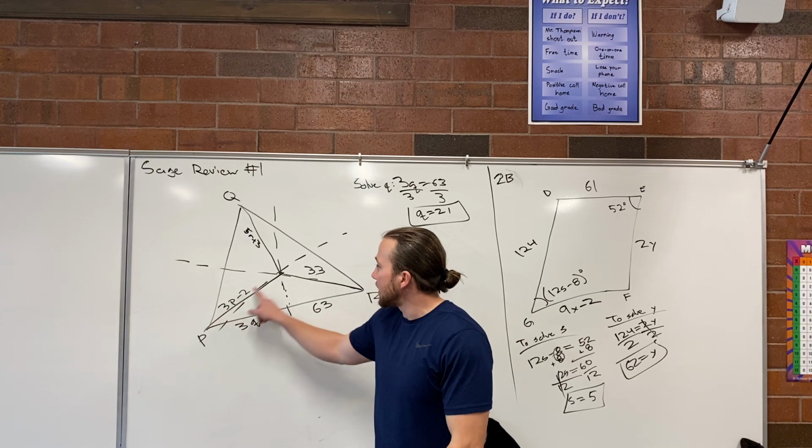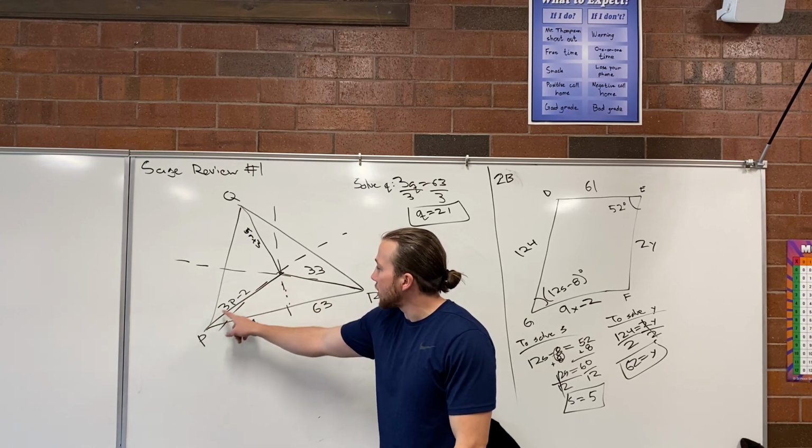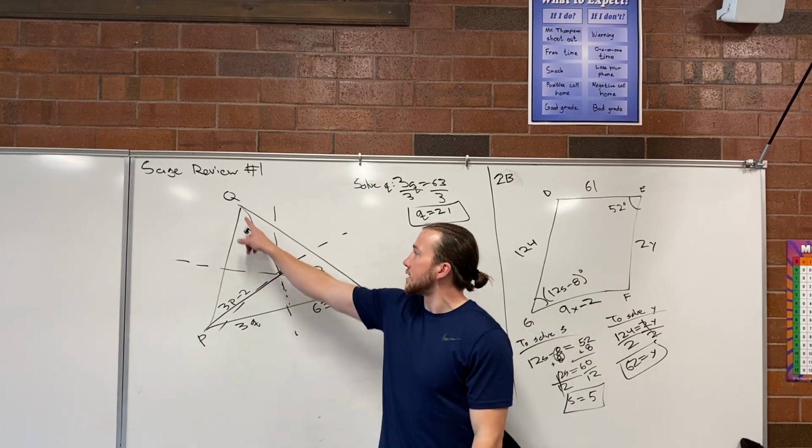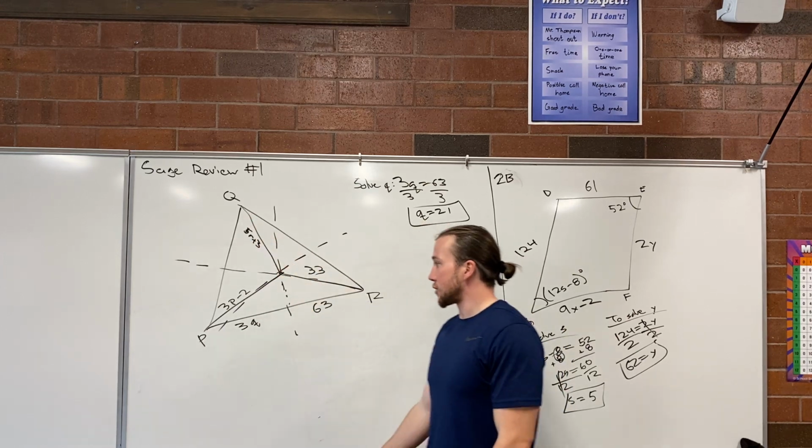And what we're going to do is we have this line right here, 3p minus 2, which is equal to 33, which is equal to this, 5r plus 3.